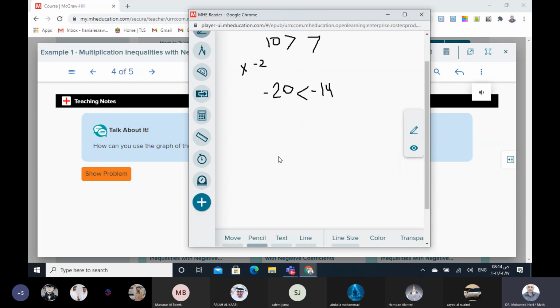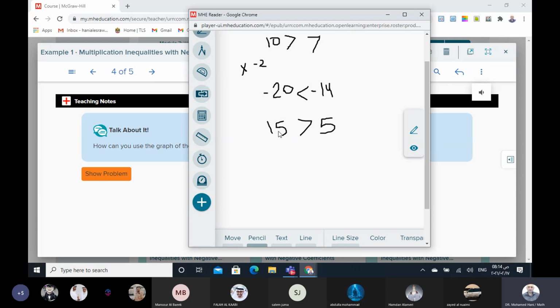Because, mister, a negative number that is close to zero is more. If it's far from zero, it's less. Like if you put 1, negative 1, and negative 1 million, negative 1 will win because it's closer to zero. Okay, thank you, Abdullah.